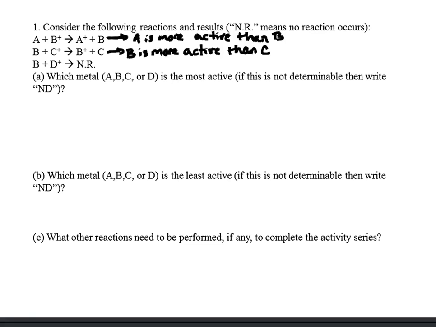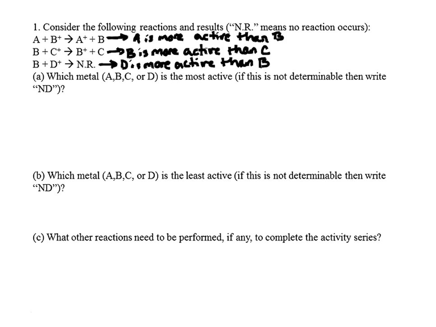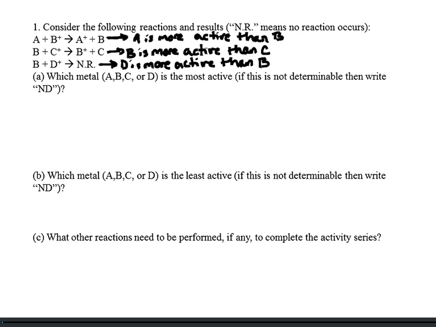The last set of reactions, we have B plus the D cation. B is incapable of giving its electron away to D plus, which means that as a metal, B is less active than D, because you know the forward reaction does not occur, which means the reverse reaction does occur. So the reverse reaction would be the metal D giving its electron away to B plus to form B metal plus the D plus cation. So D is more active than B.